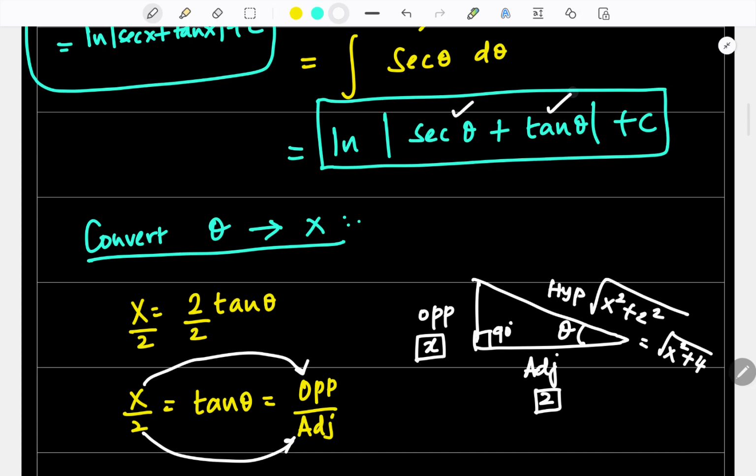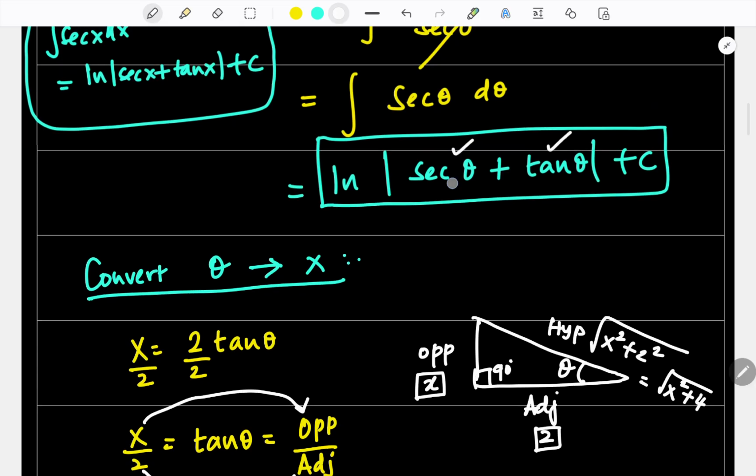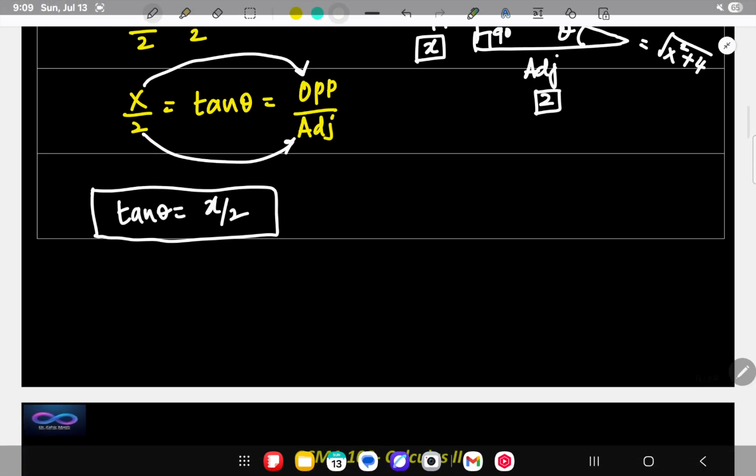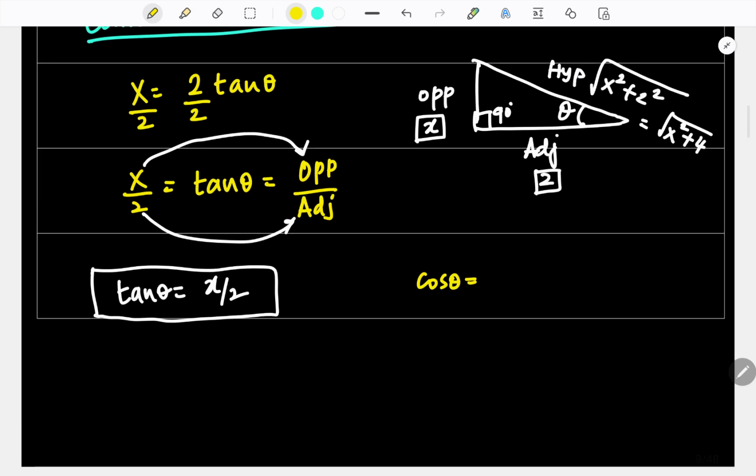Now we are going to find out your answer. We want secant theta and we want tan theta. Tan theta we already have: x by 2. This is ready. Now we want to find secant theta. Secant theta has a connection with cos theta. So what is cos theta? Cos theta formula is adjacent side divided by hypotenuse.